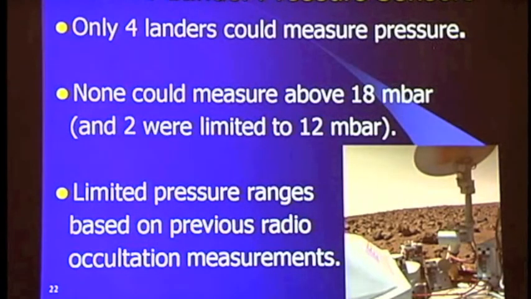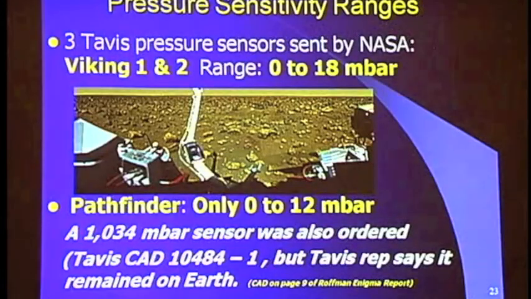Next. Okay. Only 4 landers could measure pressure, and coincidentally, 4 landers had meteorological packages. None could measure 18 millibars. 2 are limited to 12. Now, these limited pressure ranges were all based off the radio occultation, which disagrees with my scale height calculations by several 100%.